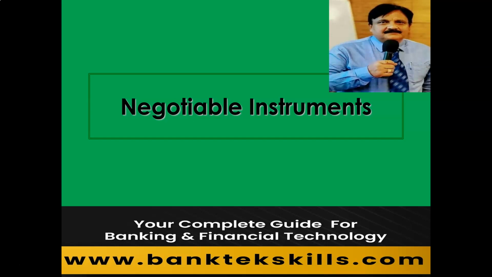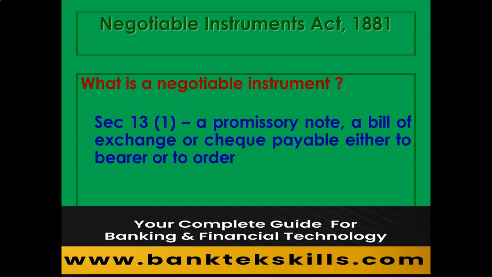So negotiable instrument. So the Negotiable Instruments Act was passed in 1882. It was of English origin, right? So we'll just go one by one through the slides. So the Negotiable Instruments Act 1881.